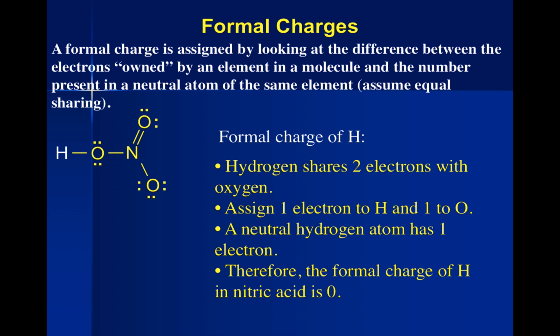So let's look at the formal charge of hydrogen in this molecule. This is nitric acid, okay? And so the hydrogen shares 2 electrons with oxygen. Formally, we're going to assign each atom in this bonding pair, right, 1 electron. That's where we get the term formal, right? So 1 electron is assigned to hydrogen, 1 electron is assigned to oxygen. And so a neutral hydrogen atom comes in with 1 electron. It formally owns 1. The difference is 0. So it has an overall formal charge of 0 in nitric acid.